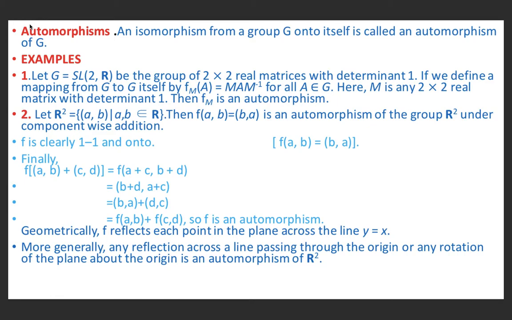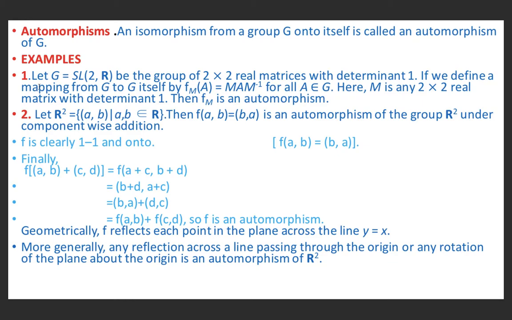So automorphisms are also isomorphisms satisfying all the properties of isomorphism, meaning 1-1, onto, and f of ab equal to f(a) f(b). It also preserves group operation, but here the mapping is from group G to itself.